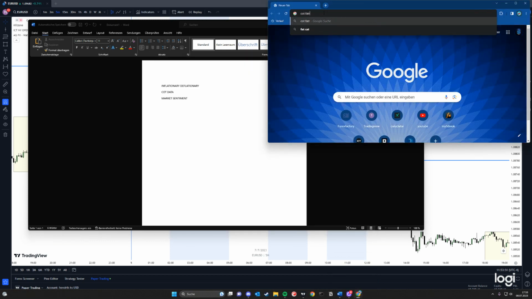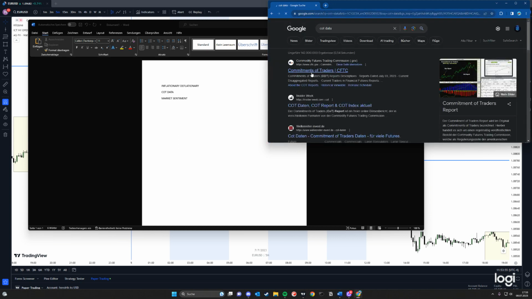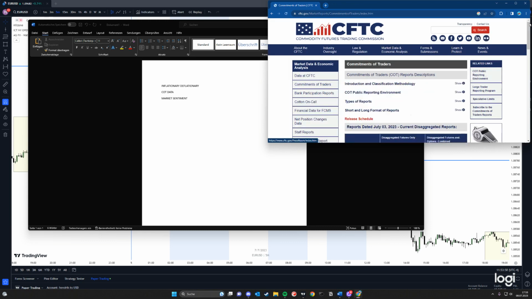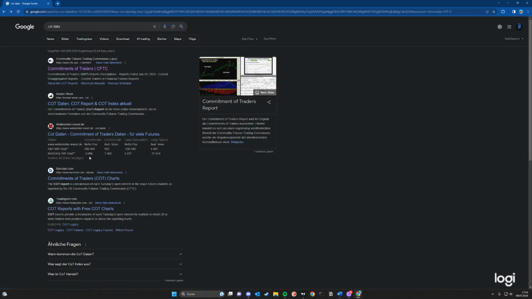COT data. Commitment of Traders, right? So basically a report on if people are long or short.